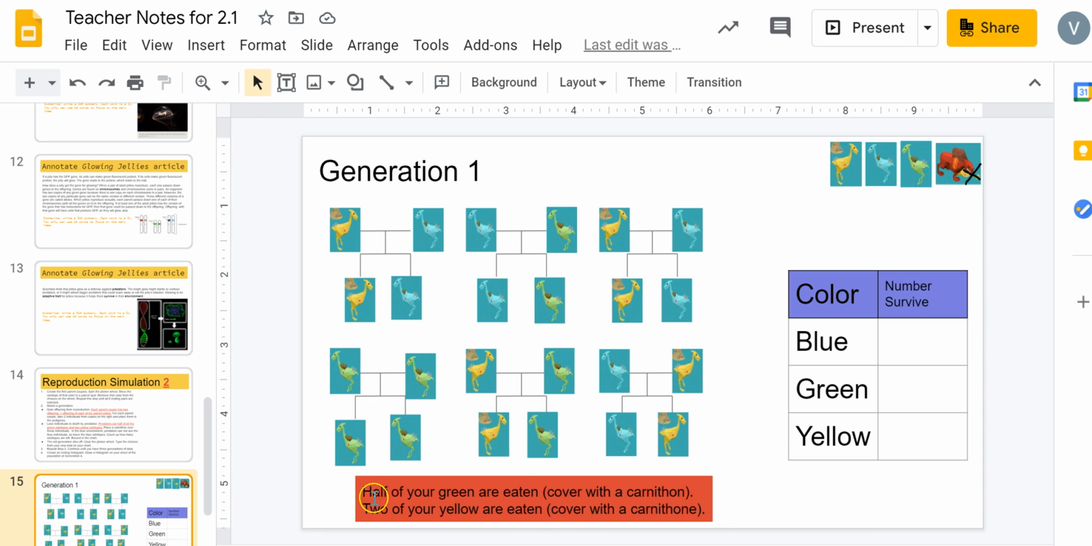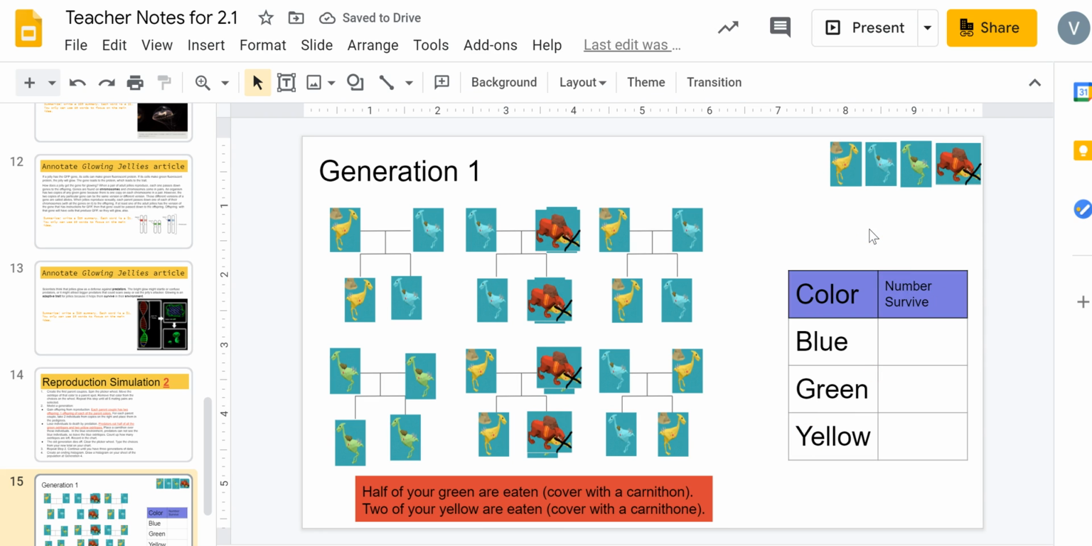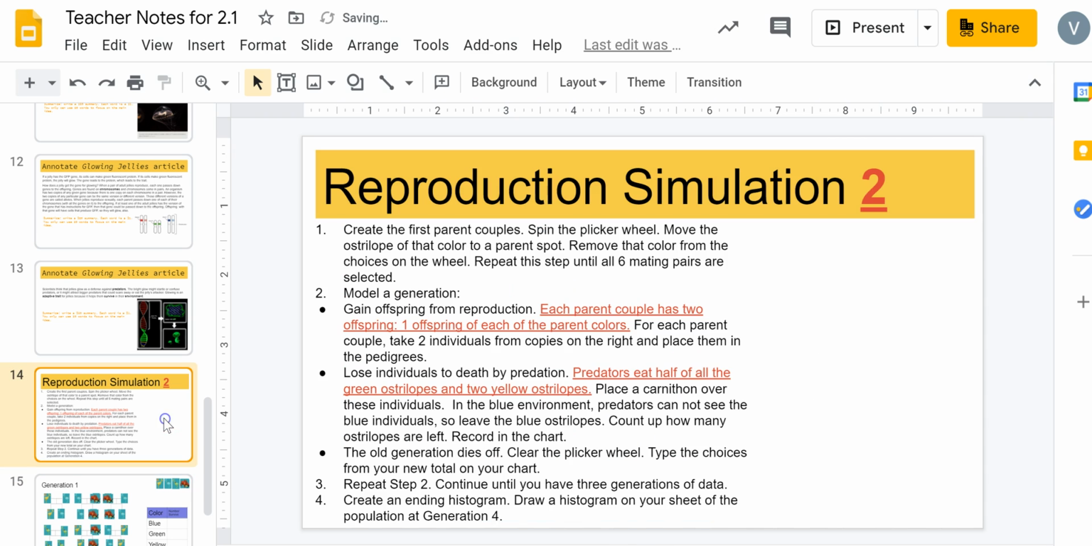8 in half, like it says half of the greens are eaten, half of 8 is 4. So 1, 2, 3, 4. So 4 of my green ones are now dead. They got eaten. Poor little guys. And I said 2 of my yellows are eaten. So I'm going to come over here and eat 2 of the yellows. 1, 2 of my yellows are eaten. Okay. So now that we've done that, we have it all there.